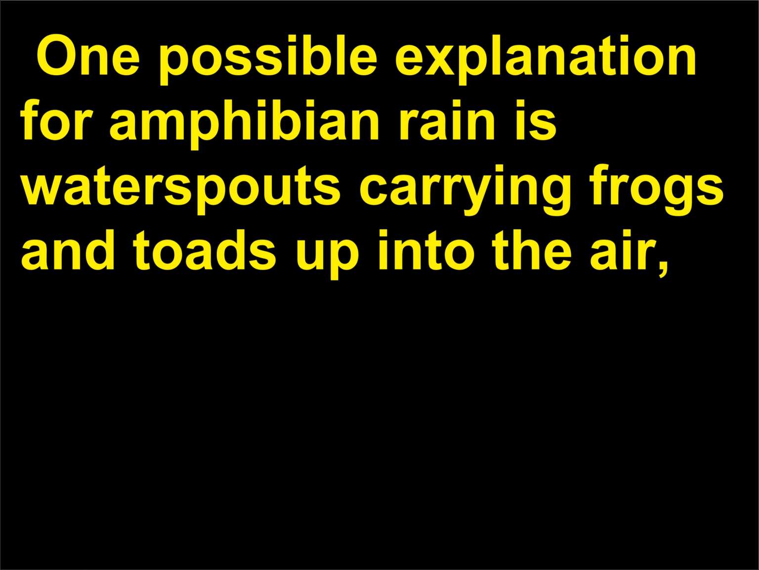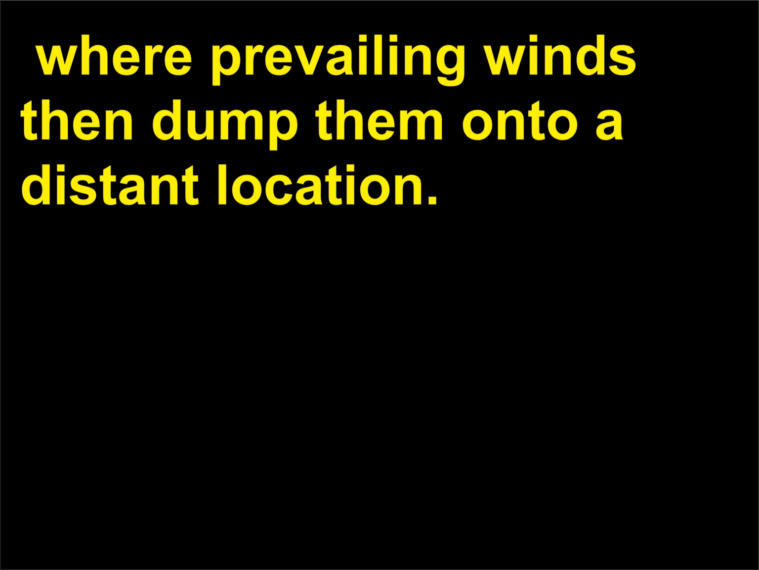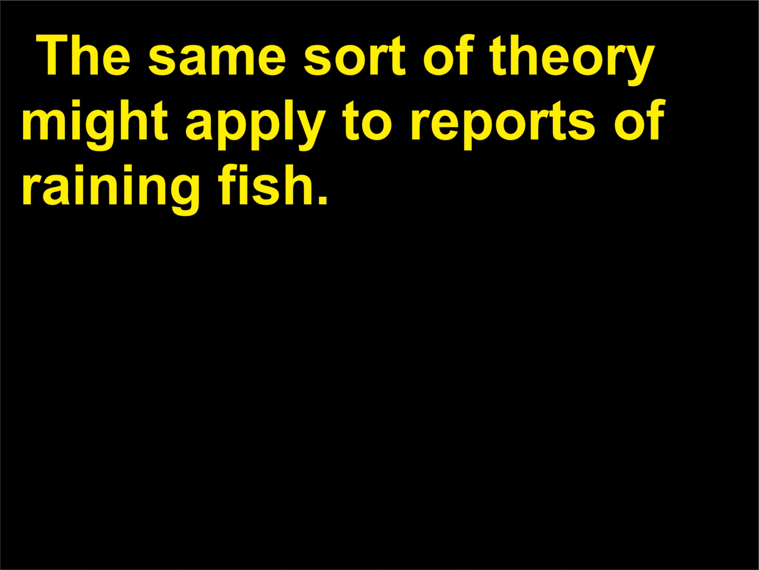One possible explanation for amphibian rain is waterspouts carrying frogs and toads up into the air, where prevailing winds then dump them onto a distant location. The same sort of theory might apply to reports of raining fish.